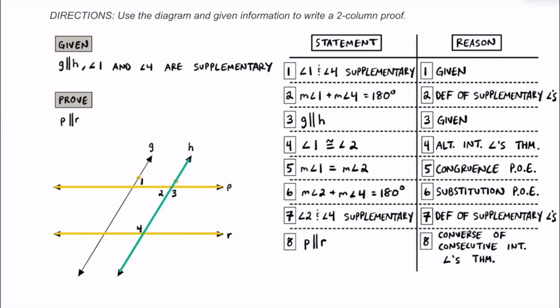Now hopefully this makes sense, because if we were given the fact that line P and line R were parallel to each other, then we could use the consecutive interior angles theorem and say that if this is a transversal going through these two parallel lines, then these two consecutive interior angles are going to be supplementary. However, in our case, we were able to figure out that angle 2 and angle 4 were supplementary angles, so we used the converse of the consecutive interior angles theorem and proved that line P is indeed parallel to line R.